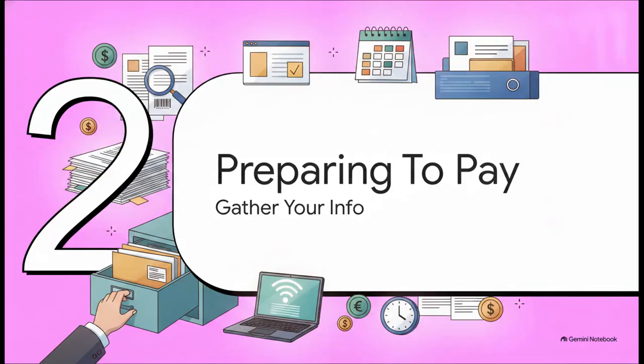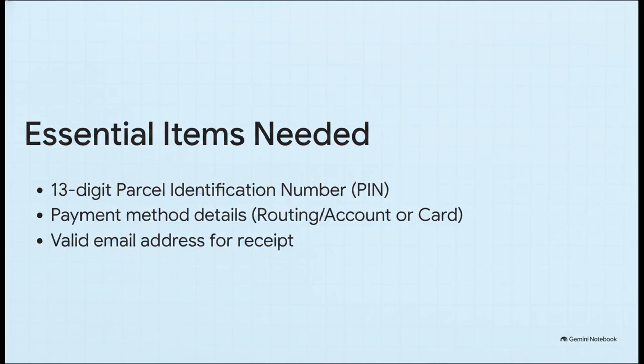Moving right along to Section 2, Preparing to Pay Online. Before you even open a web browser, you're going to need 3 specific things sitting on the desk right in front of you. First up, grab your actual physical tax bill so you can find your unique 13-digit parcel identification number, or PIN. This number is the key to making sure your payment actually applies to your specific property.